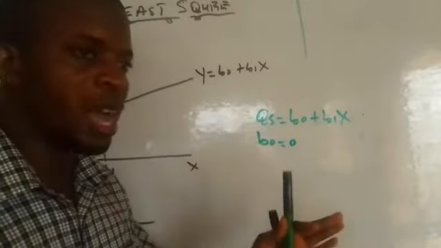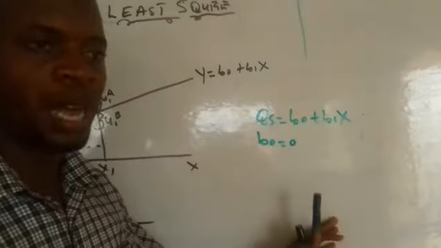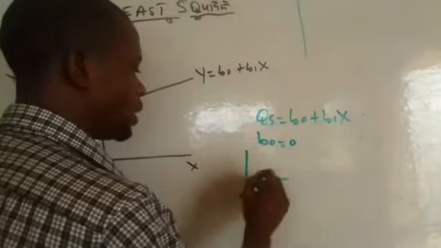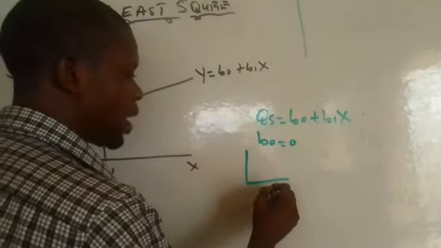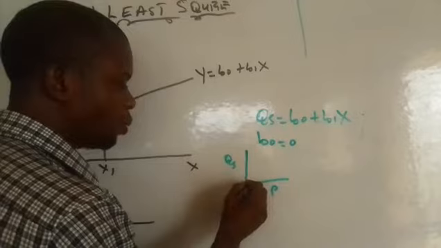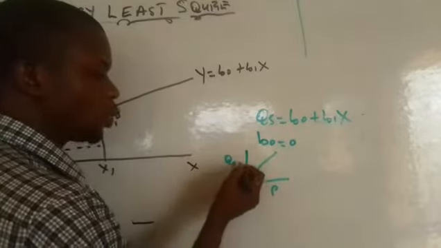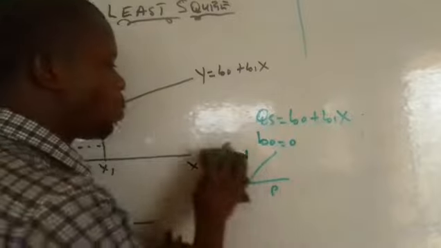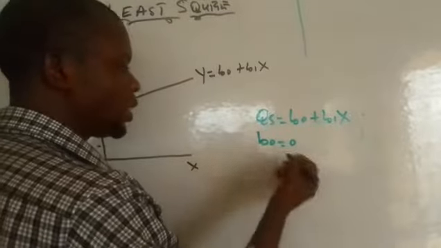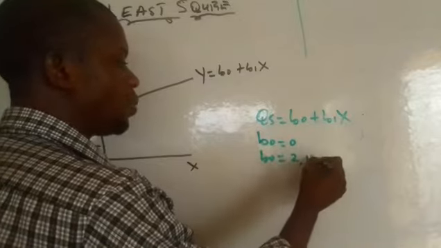When B0 equals 0, it means that if there is no price for that commodity, it can never be supplied. So if this is price and this is quantity supply, the line starts from 0 at the origin. It means that without price, we cannot supply anything. But when B0 is positive, it can be 2, 4, or 5.